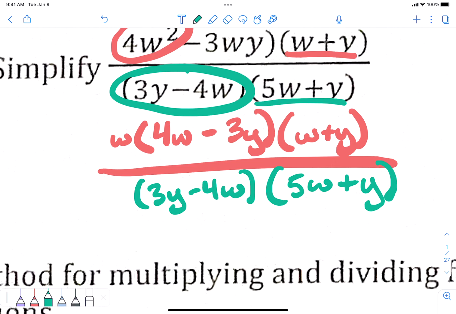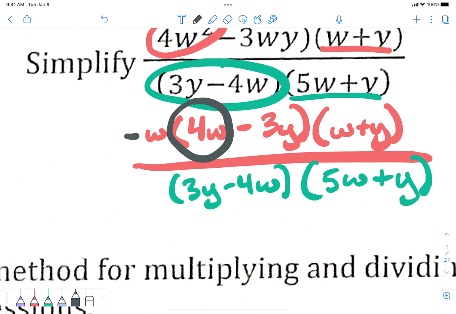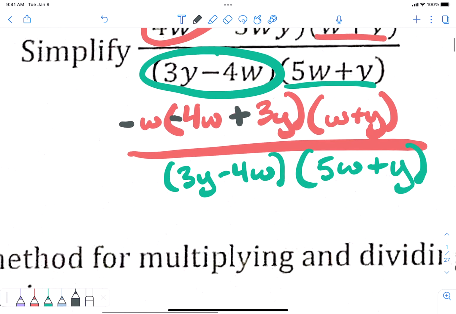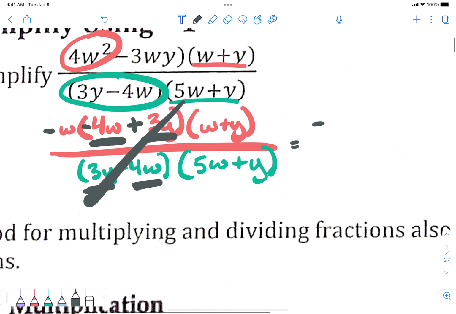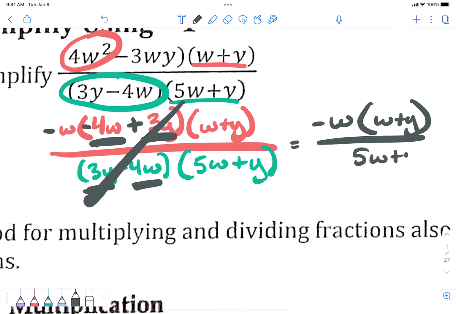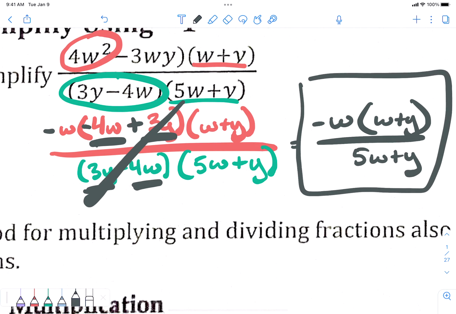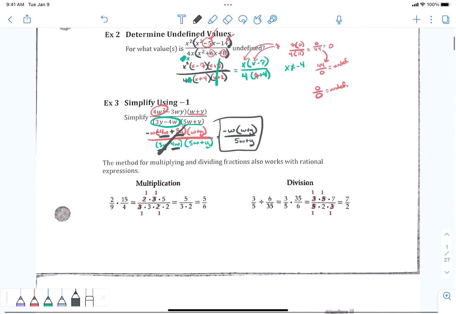Is it undefined? Reese says, can you pull a negative with the W? Let's see what happens when you pull a negative with the W. If I pull a negative with the W, what happens to this 4W? It turns negative. What happens to the 3Y? Positive. Is negative 4W plus 3Y the same thing as 3Y minus 4W? Yes, now it is. So those two cancel out. And what's left over? Negative W times W plus Y over 5W plus Y. That is what it is. Yeah, that's very exciting.